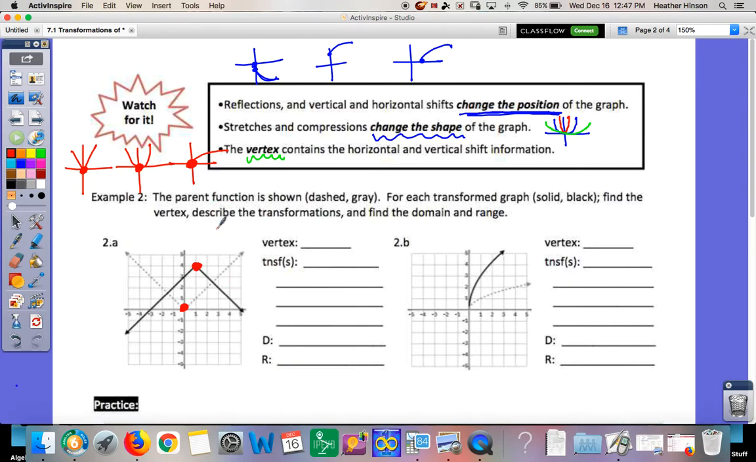So what did it do? Well, first of all, what is the vertex? Well, we can go x and y. So it goes over 1, up 4. So that's our vertex: 1, 4. X, then y.